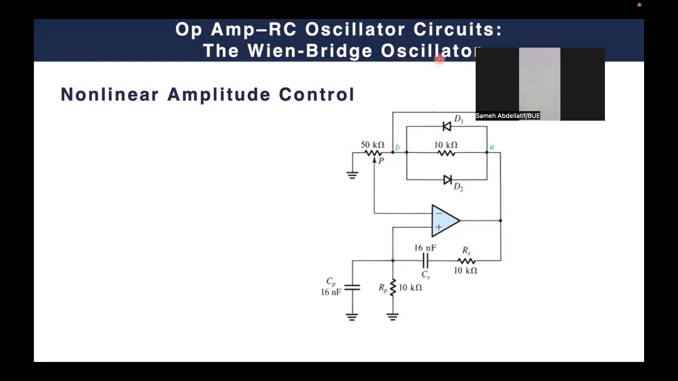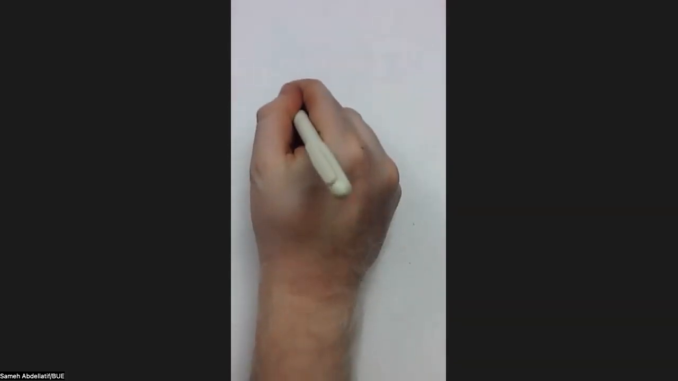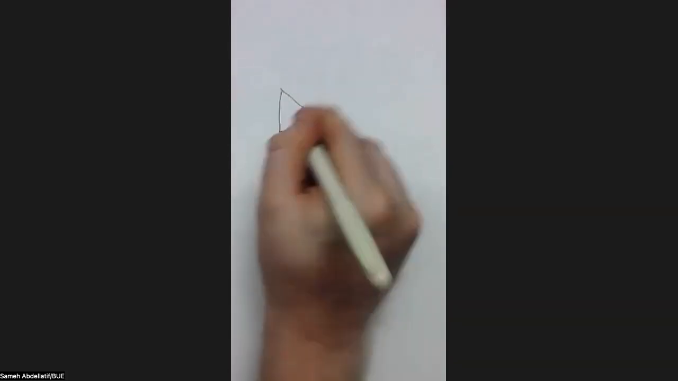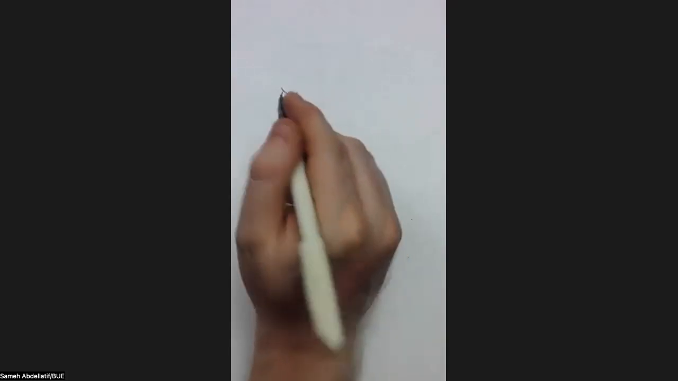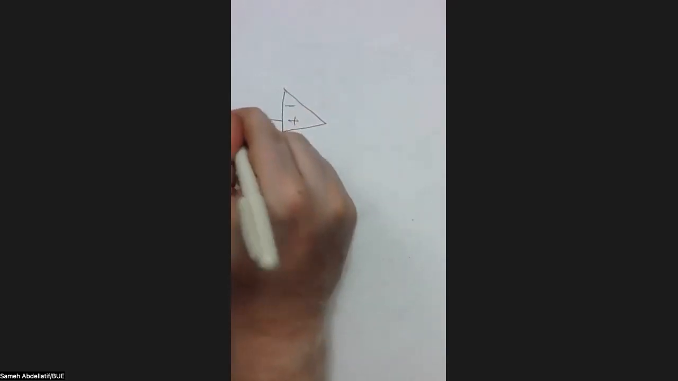So let's do it in a circuit way. I will try to plot this circuit somehow to make it easy for you to understand. So it's simply like that. This is our operational amplifier, this is the inverting input and this is the non-inverting input, and the input is connected here.